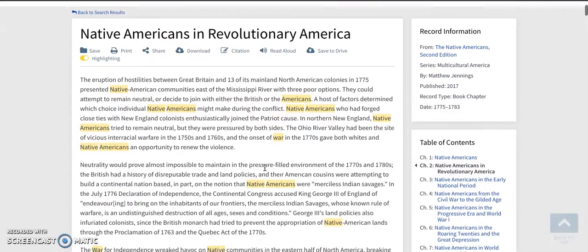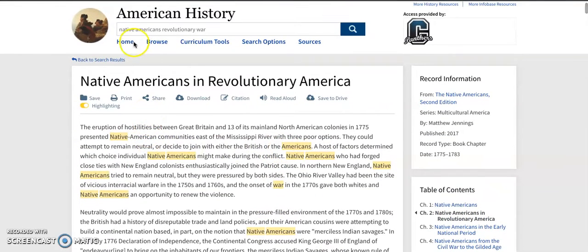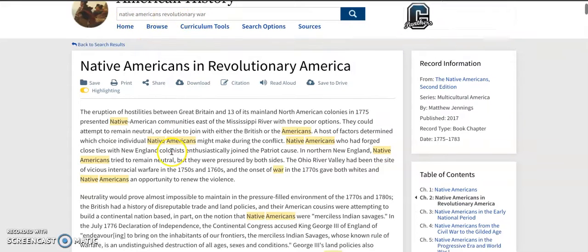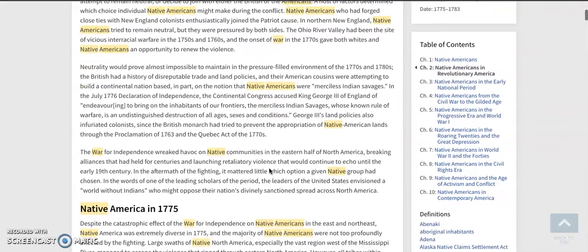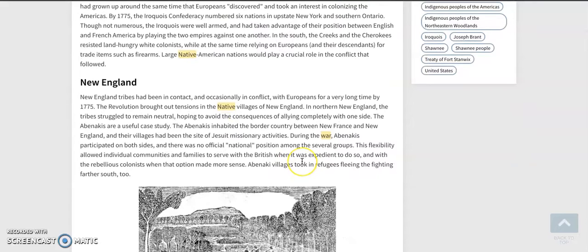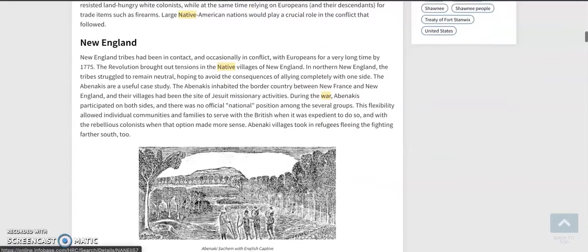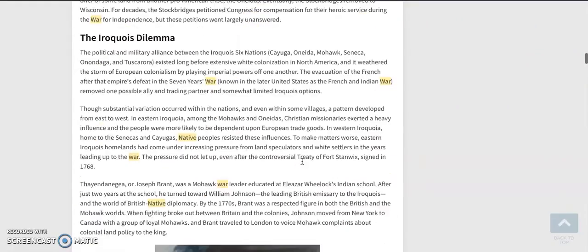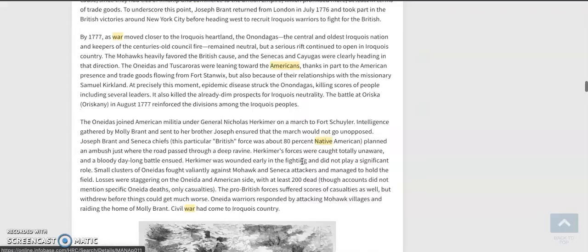And we can scroll down, and you'll see highlighted are the things you searched for. Remember, we used Native Americans Revolutionary War, so they're going to highlight all of those terms. And we can scroll down and read and get an understanding of the role that Native Americans played in this war, what different groups were doing during this time, and get a little more information there.